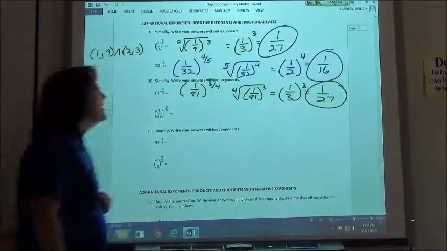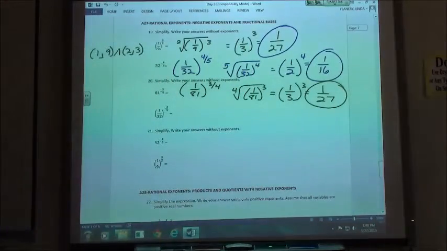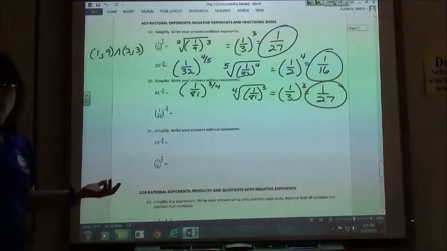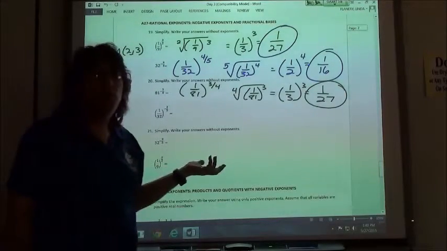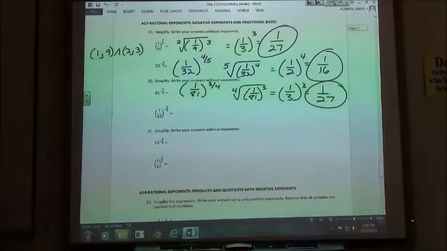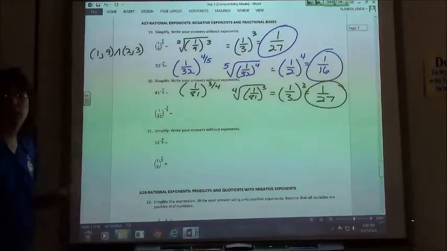gives me 1/27. Now, if you don't have your powers memorized, you may want to make a table. Do all your squares, do your cubes, do some 4th powers, and probably 2 to the 5th, maybe 3 to the 5th is about as big as you're going to do. But the 5th power, the most common one, is the 5th root of 32 is 2.